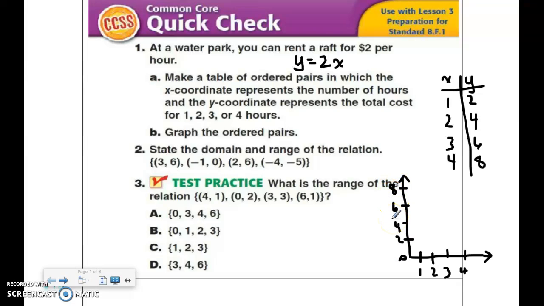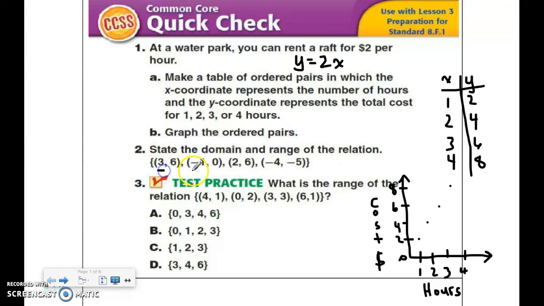Now, what do these mean, of course? We're talking hours down here, and we're talking cost in dollars along the y-axis. And then we're just going to plot these points. 1, 2, 2, 4, 3, 6, 4, 8. Should look like a straight line. Nothing complicated. State the domain and the range of the relation.